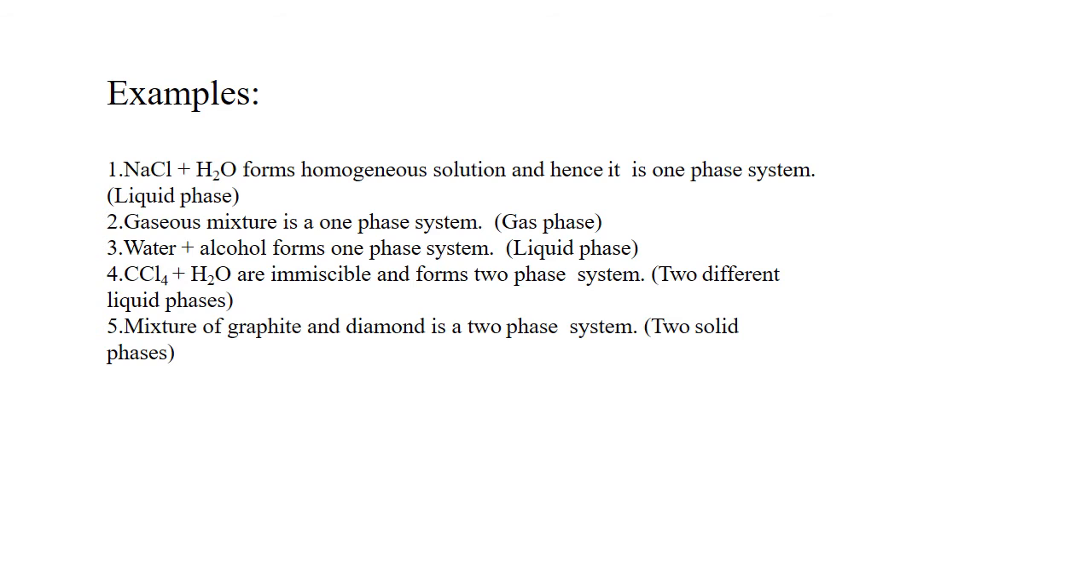CCl4 and water. Carbon tetrachloride, or we can say tetrachloromethane, and water are immiscible and form two phases of a system. So this is a two phase system because the two components are not miscible with each other. The CCl4 is an organic solvent and water is inorganic. So the CCl4 is not soluble in water.